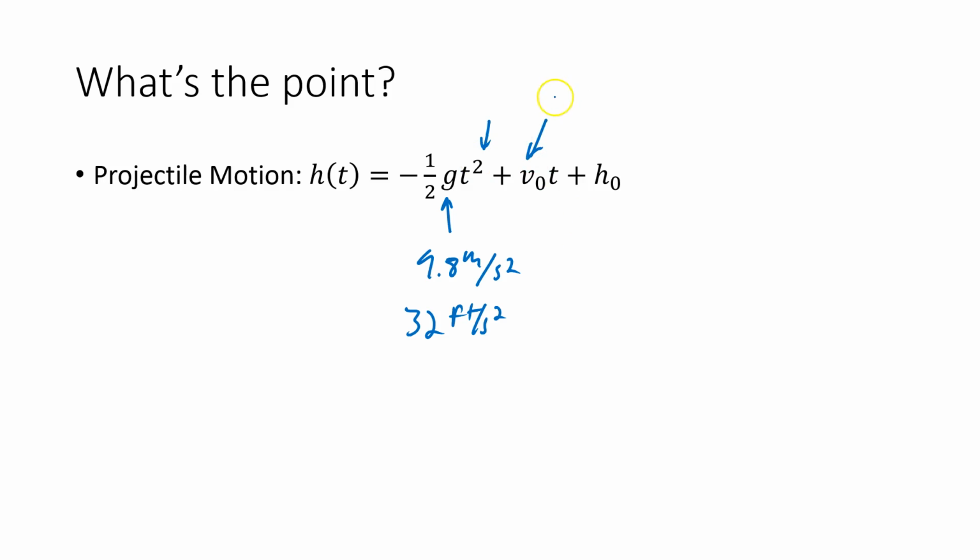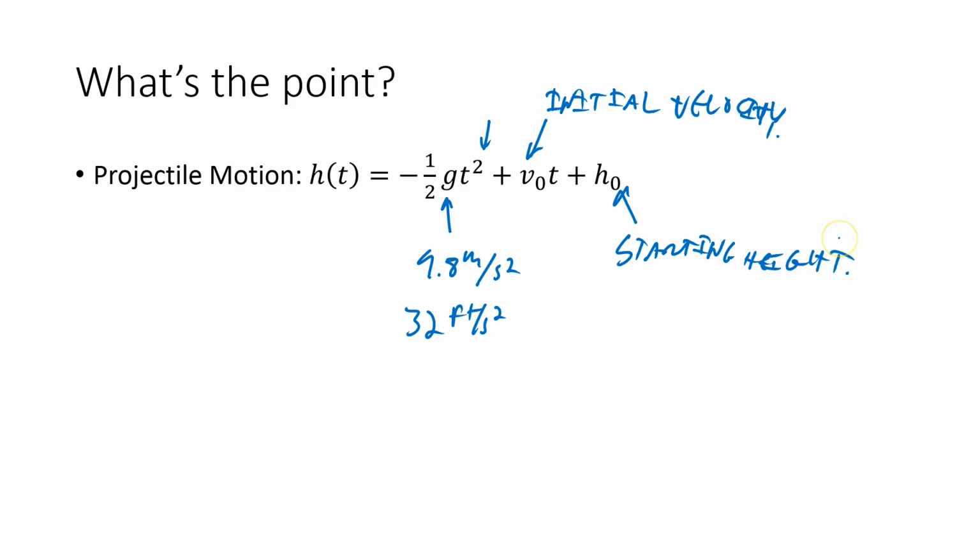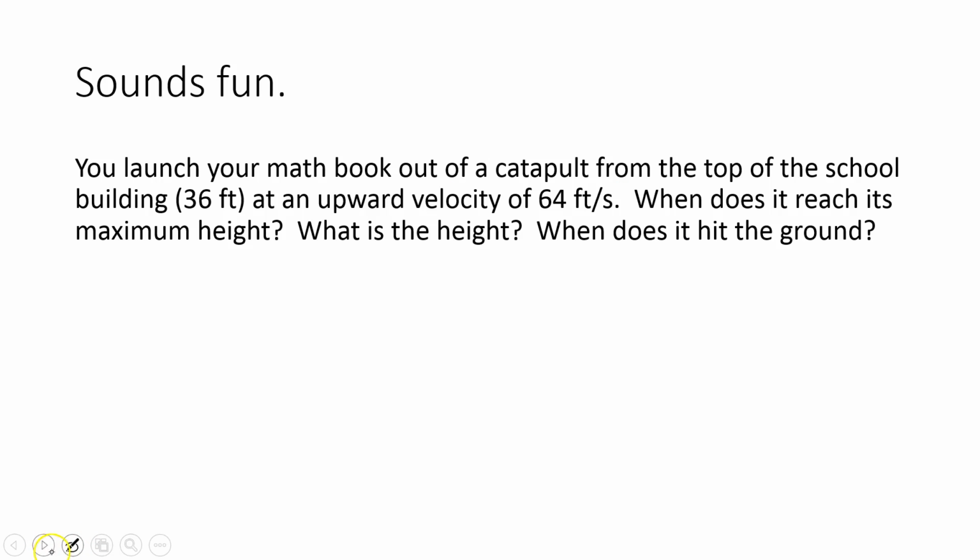That v sub 0, that's the initial velocity that something is thrown. I'm guessing you guys have seen this equation before. I know that they talk about it in advanced algebra. And that h naught is the initial height, or the starting height. So when you have all this information, you can actually create a quadratic that will be able to work for you. Let's try that with an example.